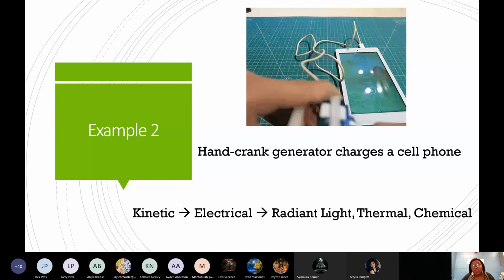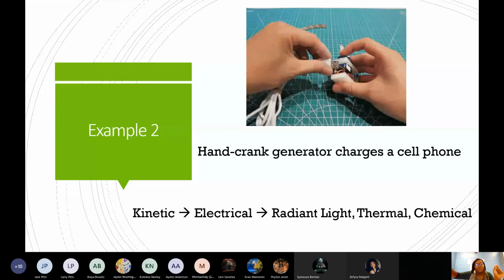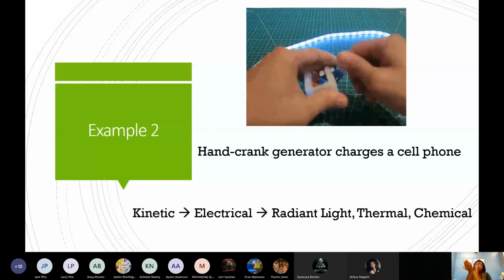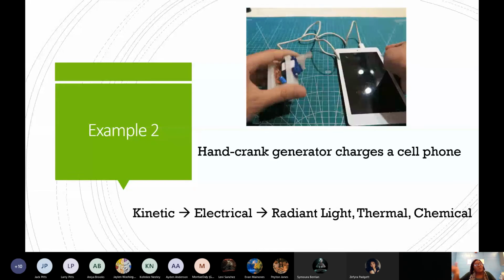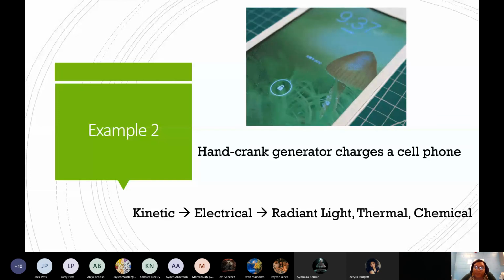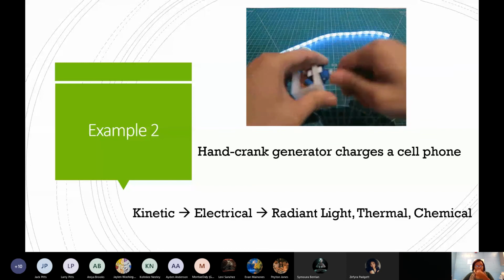This is still an electric circuit. I'm still using that copper wire conductor. Energy is still being transformed from one place to another, but we just have a different power source and load. Please go ahead and finish writing this down.